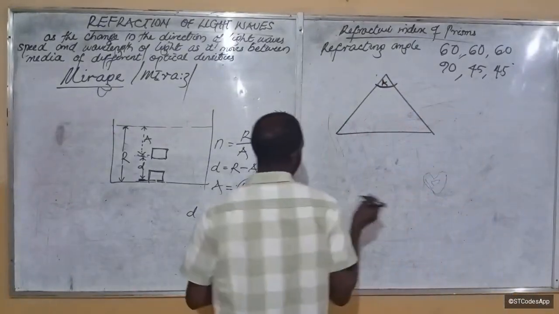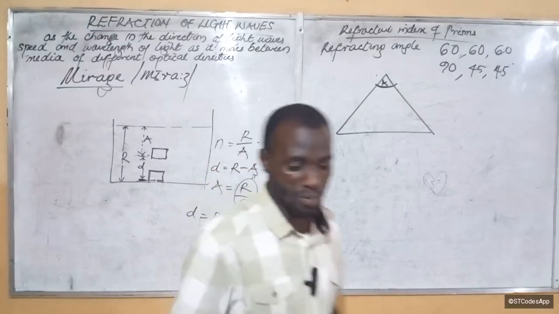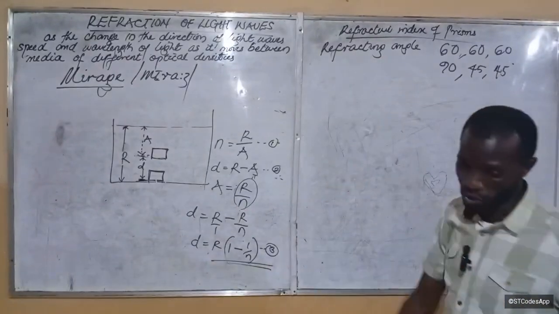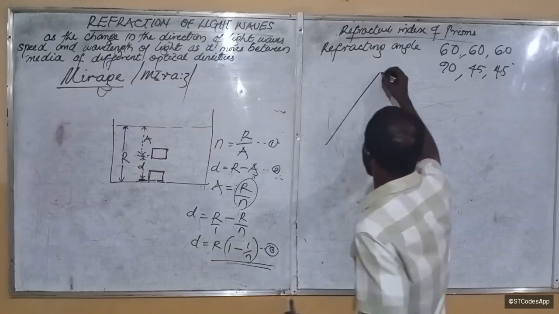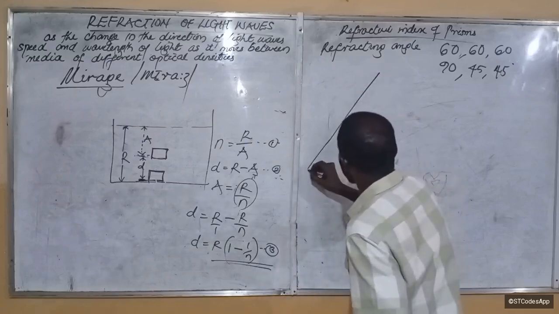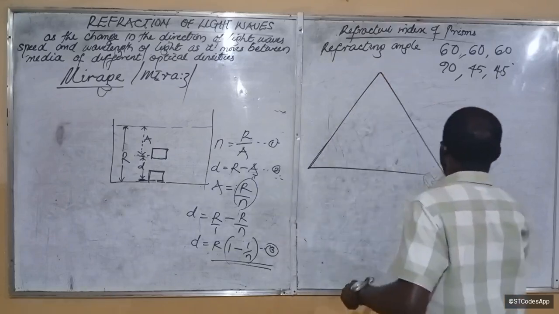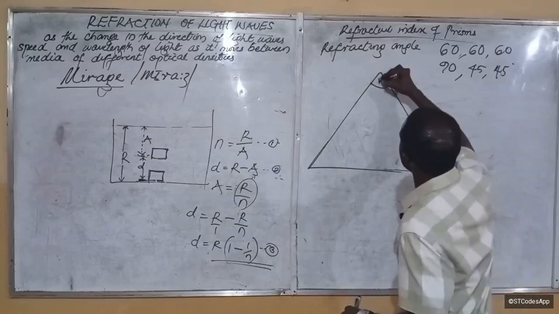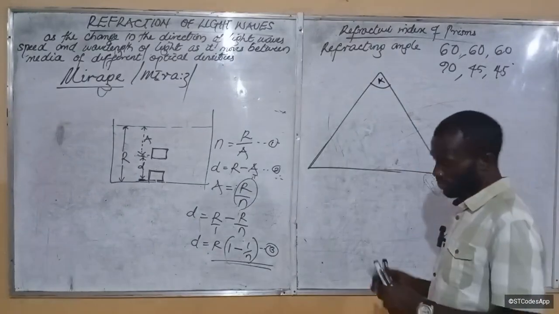Now, if a ray of light, this one should not confuse you, so just follow me. Let me make the triangle bigger so that it will be clearer to people. I don't want it to confuse you at all, because I might be deriving other equations here too. Now, this is my refracting angle.